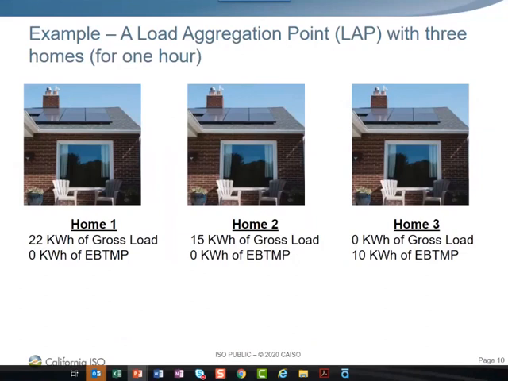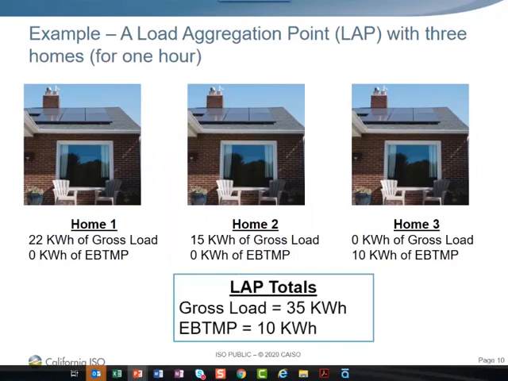Now the third home, it turns out that their excess behind the meter production was more than their gross load, so they have 10 kilowatt hours of excess behind the meter production. Logically, I'm not sure how that would happen within the same LAP with maybe all the exact same houses with the same solar panels, but we'll use it for our example. So the total for that load aggregation point, or LAP, there's 35 kilowatt hours of gross load for that LAP and 10 kilowatt hours of excess behind the meter production.